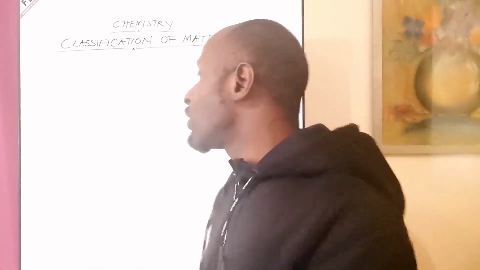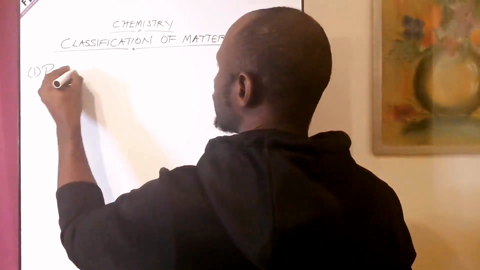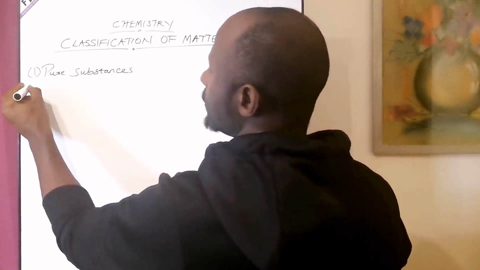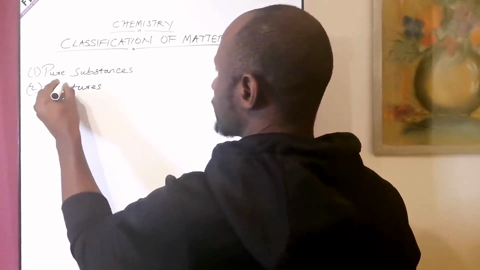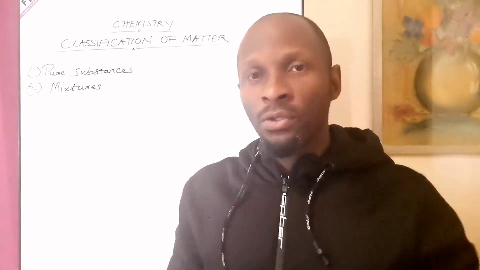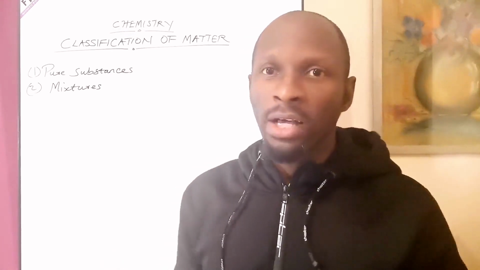Matter is basically classified into two broad groups. The first group is known as what? Pure substances. And then the second group is known as what? Mixtures. In today's lesson, our focus is going to be on the first group, pure substances. While in the second part of the classification of matter, we would look at mixtures.